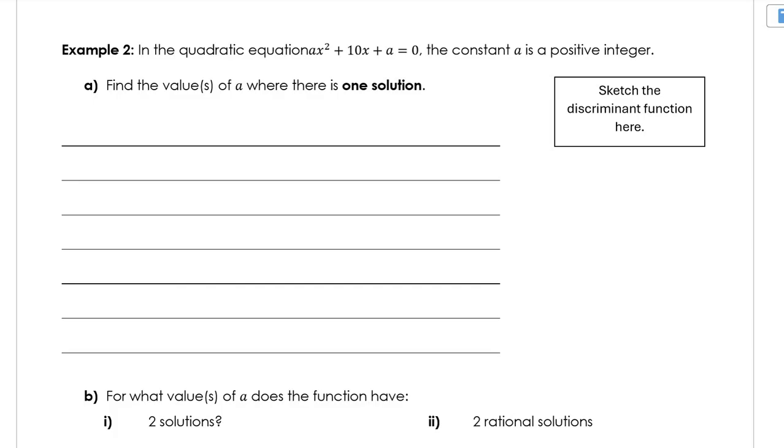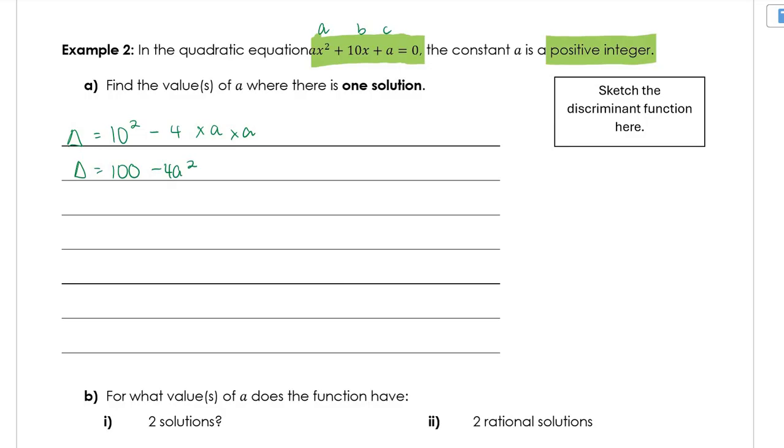So the quadratic equation we're working with is this one here, and something really important to note, I didn't the first time round, is that this is a positive integer. So you're going to find that for a lot of these questions, you have two solutions, but you can only count one because we're only looking for positive integers. Now, in this case, I've still got a, b, and c in here. So my discriminant, being b squared minus 4ac, is going to be 10 squared take away 4 times a again. So my discriminant is equal to 100 minus 4a squared.